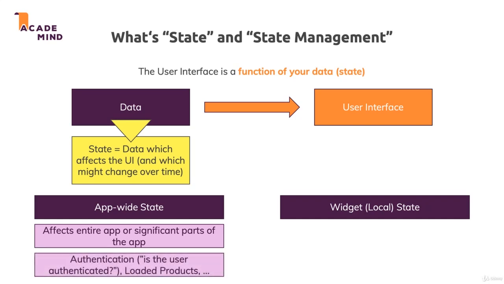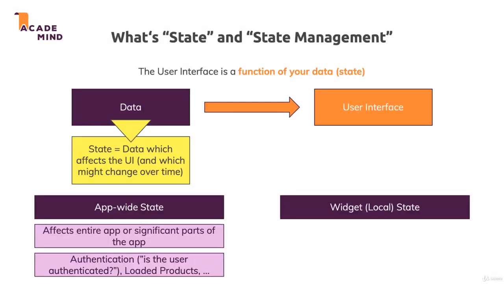If the user is not authenticated, we typically want to show a totally different app. We want to show a login screen instead of our products. But the loaded products themselves could be data that is required in many parts of your app. Maybe not in every part, but you need the loaded products in the products overview, in the product details screen, also maybe in parts of your shopping cart screens. So these are pieces of data which you need in many places of your app or which have an impact on the entire app or on large chunks of the app.